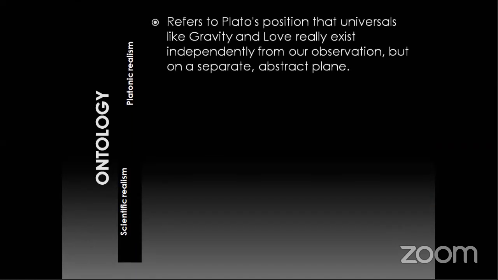Now, two kinds of reality that I will talk about. There are various forms of reality. One is Platonic reality, which refers to Plato's position that universals like gravity and love really exist independently of our observation, but on a separate abstract plane. We can feel that, but we cannot really observe it independent of our observation.